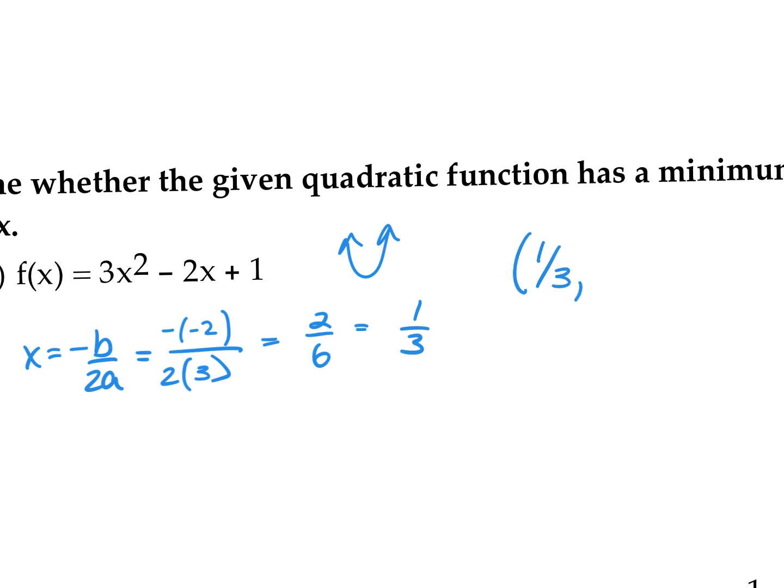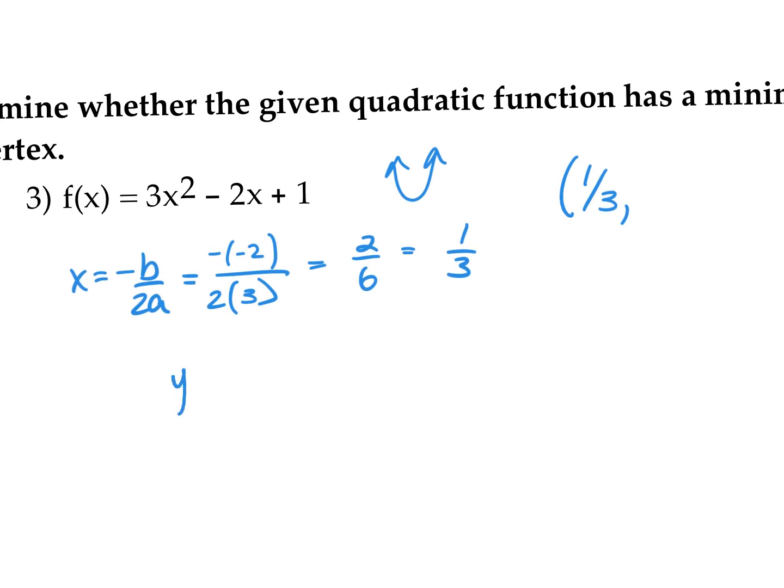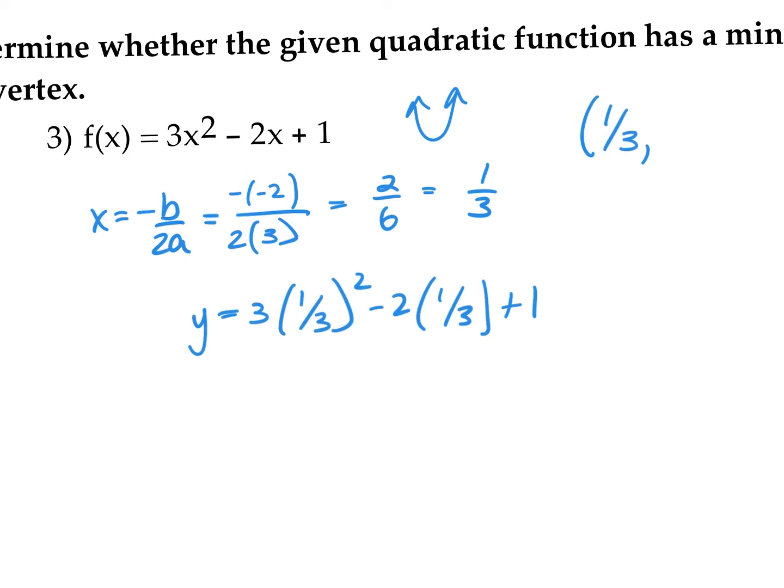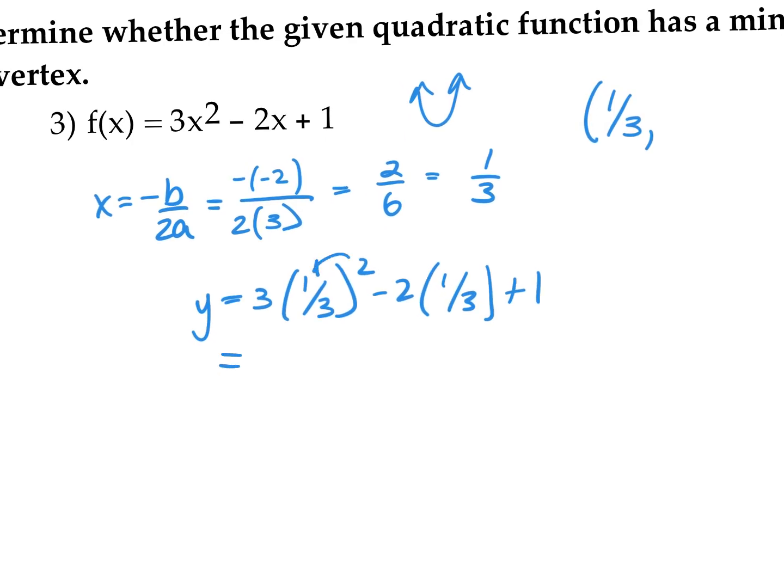How do you find the y? Okay, so just y equals 3 times (1/3) squared minus 2 times 1/3 plus 1. We have to distribute this 2 first. So 3 times 1 over 9, right? Minus 2 over 3 plus 1.